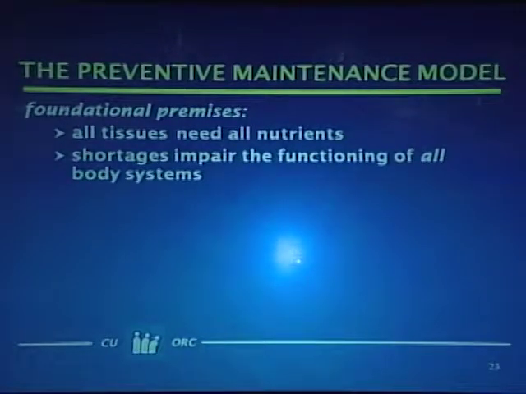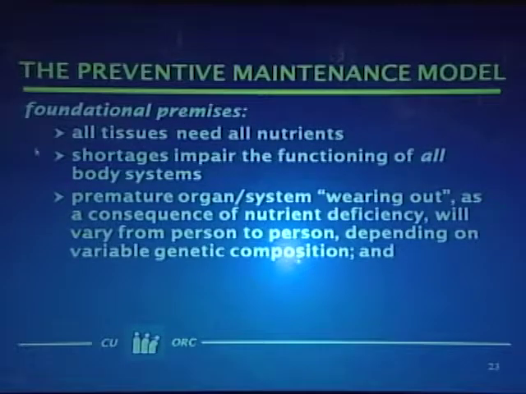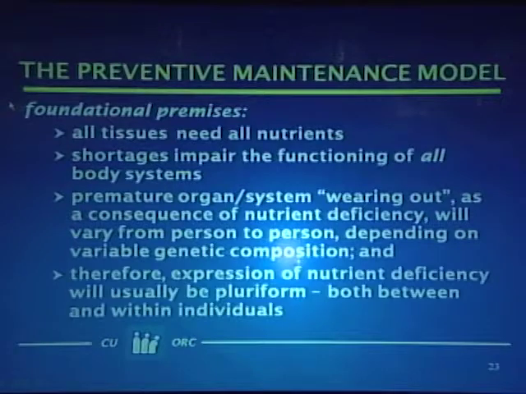The second premise is that shortages of a nutrient impair the functioning of all body systems. The ones that are most obvious are the ones that have got connected with the disorder or with the deficiency in its early stages of understanding a century ago. Third, that premature organ or system wearing out is a consequence of nutrient deficiency, will vary from person to person depending upon their variable genetic composition. And finally, the expression of nutrient deficiency will usually be pluriform. That is, in addition to the rickets, which we recognize for vitamin D, we would expect to have other manifestations, which we'll be talking about for the rest of the day here today.